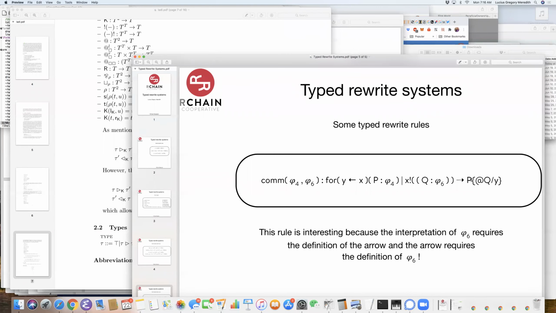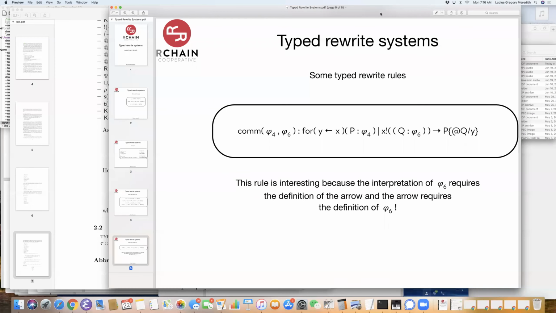So there's a circularity, and you just have to be a little bit careful that when you define these things, the circularity grounds out. And you can check those things automatically, actually. Anyway, so that's that. This is new, to the best of my knowledge. This has not been proposed before. There are typed virtual machines, but no one has proposed, to the best of my knowledge, typed rewrite systems.